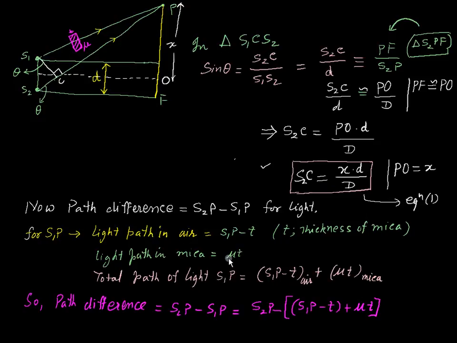And then the total path traveled by the light ray in the mica will be mu into T. So by this way, the total path traveled by the light ray will be S1P minus T in air and mu T in the mica. Now we have to put this value of S1P here to find out the path difference, and now the result is S2P minus S1P minus T plus mu T, and now we have to simplify it. I hope I have made it clear why I am writing S1P in this way.